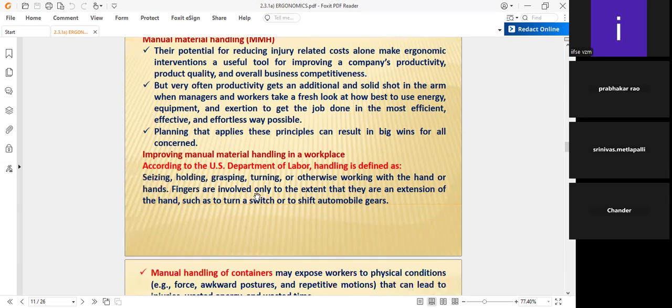According to the US Department of Labor, handling is defined, and I want to give this information to you also: seizing, holding, grasping, turning, otherwise working with the hand or hands. Fingers are involved only to the extent they are an extension of the hand, such as turning a whistle. That means, according to the US Department in the United States of America, all the manual works are there.